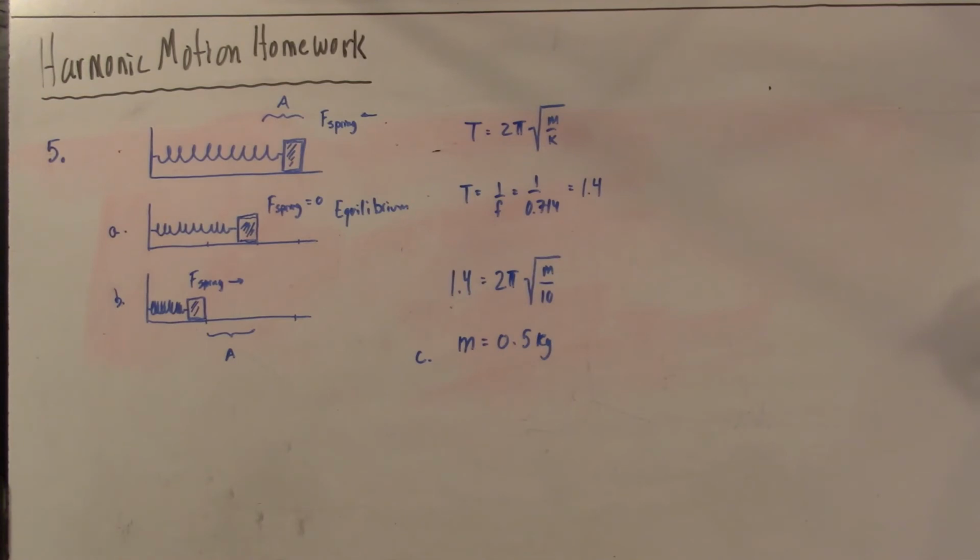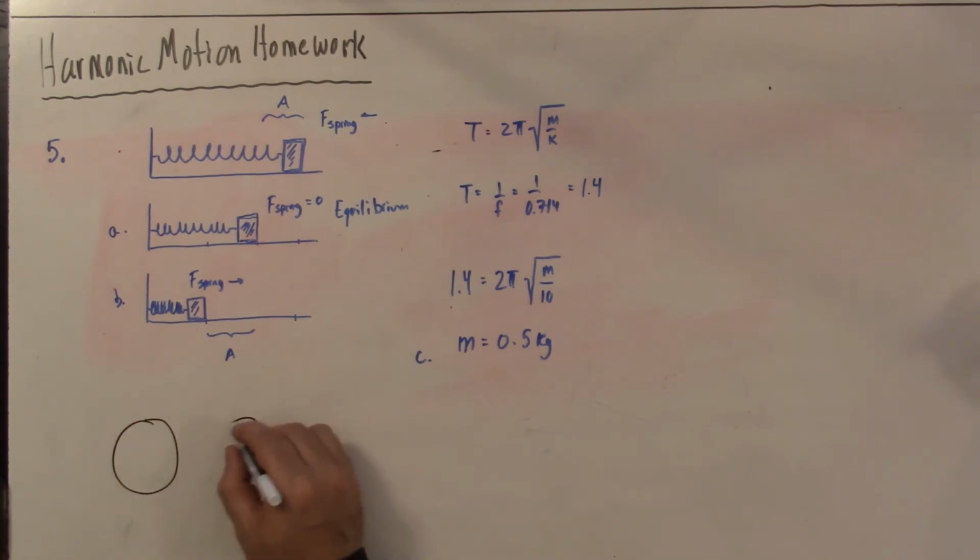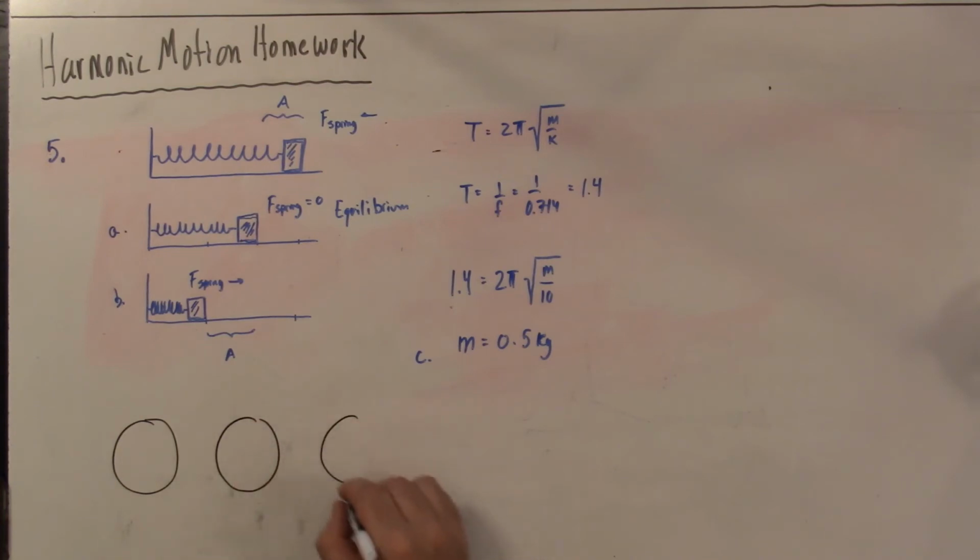D says draw energy pies for the mass at the 3 locations. No problem, I love a good energy pie chart. So if I draw them for the 3 locations, I'm going to need 1 when it's totally compressed, 1 when it's at equilibrium, and then 1 out here when it's stretched out. Within my ability, I'll draw those to the same size.